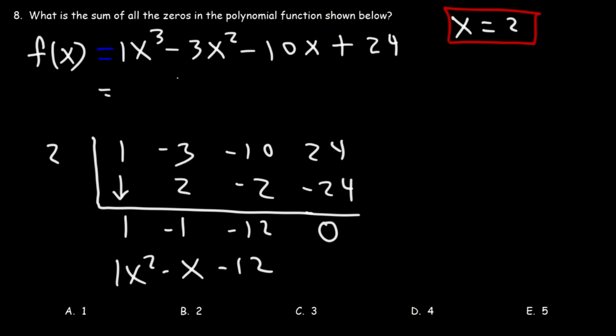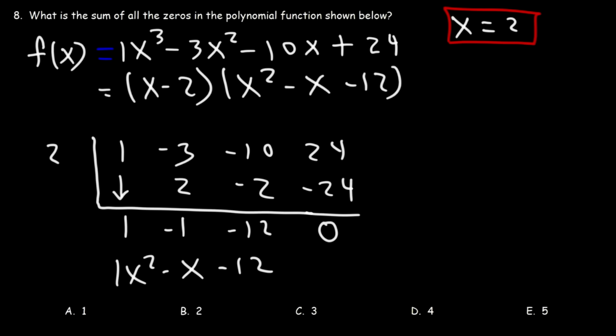So it's equal to, since x equals 2 is a zero, we're going to write it as x minus 2, and then it's going to be times what we see here: x squared minus x minus 12. So if you were to multiply this binomial by this trinomial, you should get this polynomial that we started with in the beginning.